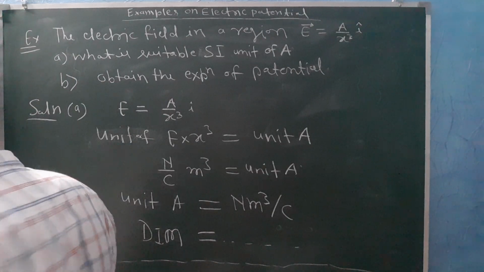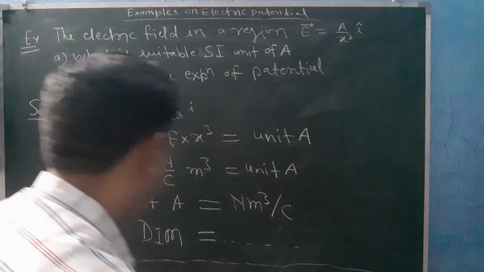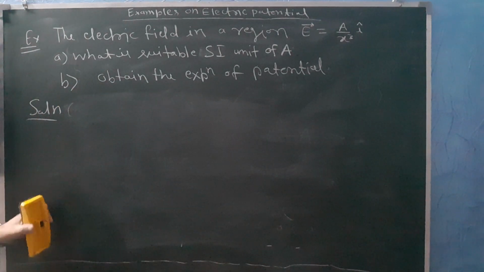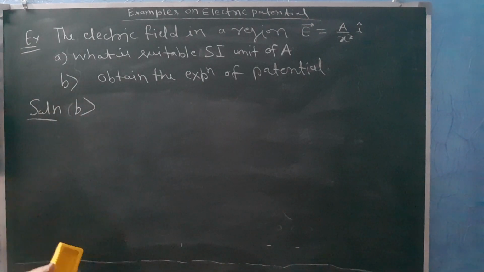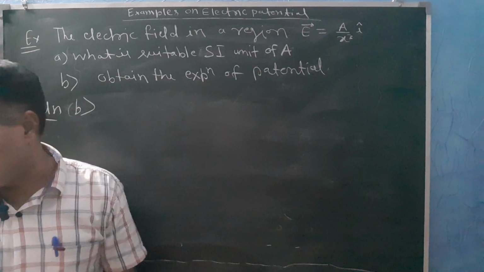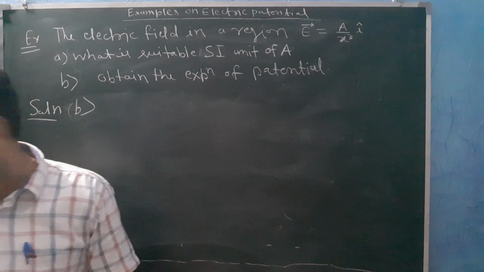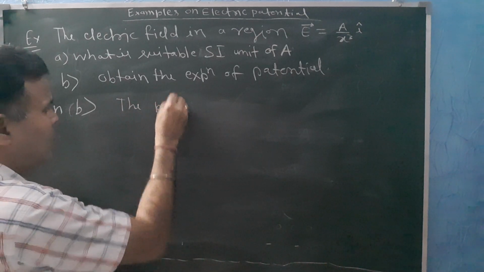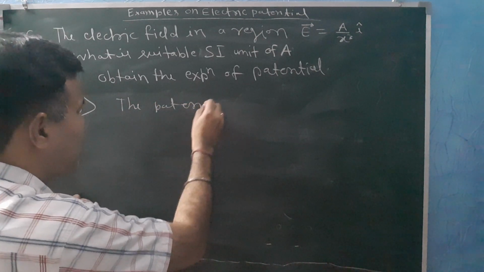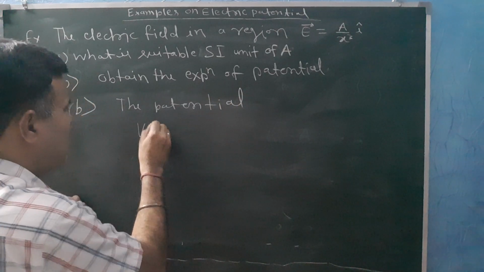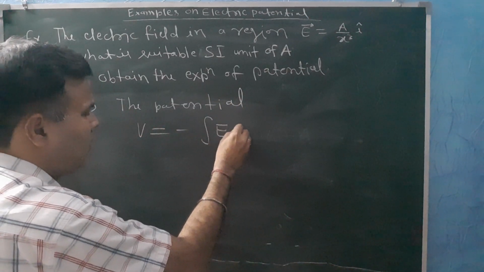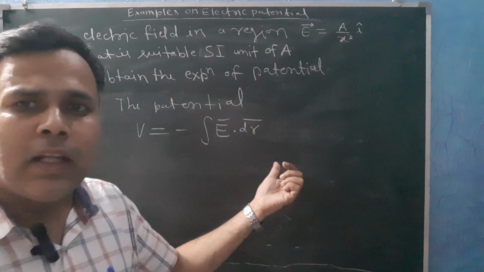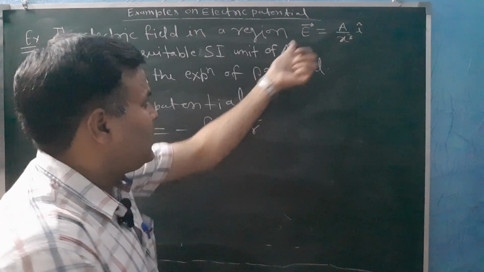Now come to the second part, the solution of B. We have to find the expression of potential. In the earlier lecture I already discussed the relation between the electric field and the potential profile: potential is simply E dot dr, or E dot dl, where E is along i cap.